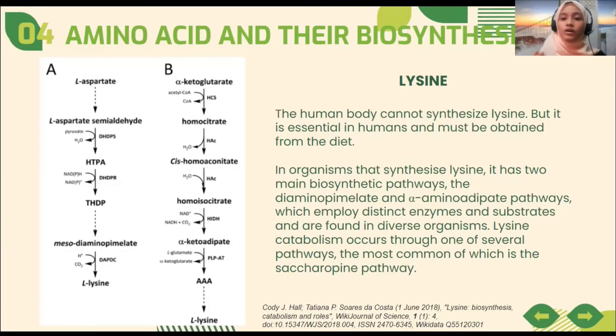As we all know, our human body cannot synthesize lysine, but it is very essential in humans and can be obtained from the diet, for example, through our food. For the organisms that can synthesize lysine, which are plants, there are two main biosynthetic pathways, which, as I have said before, are the diaminopimelate and the alpha-aminoadipate pathways. They both employ distinct enzymes and substrates and are found in very diverse organisms. Lysine metabolism will occur through one or several pathways, and the common one is the saccharopine pathway.